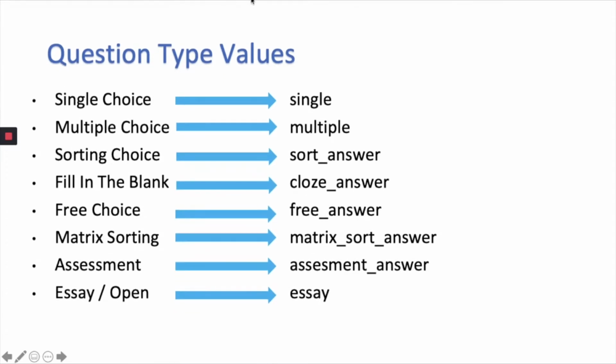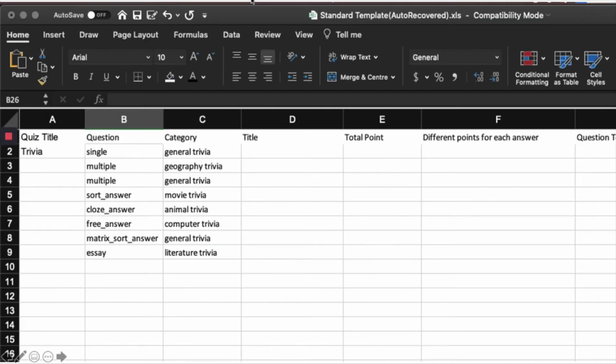In the Import-Export template guide located in the Documentation folder, you will find all of the Learn-type values that can be entered in this column. There's a value that represents single choice, multiple choice, sorting questions, and so on. Going back to the template, you can see we have typed in different values to create different question types.